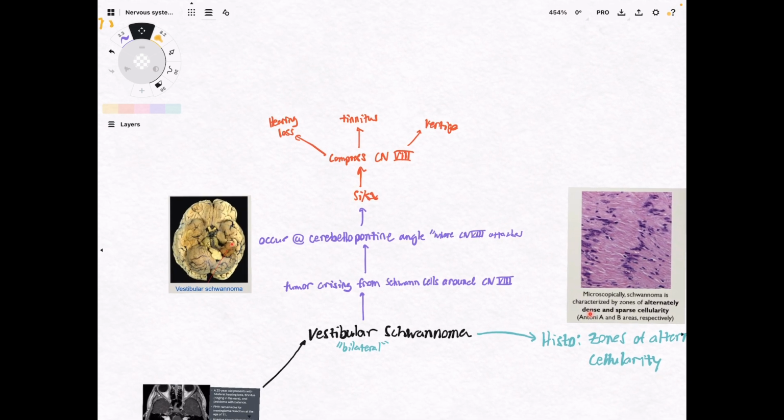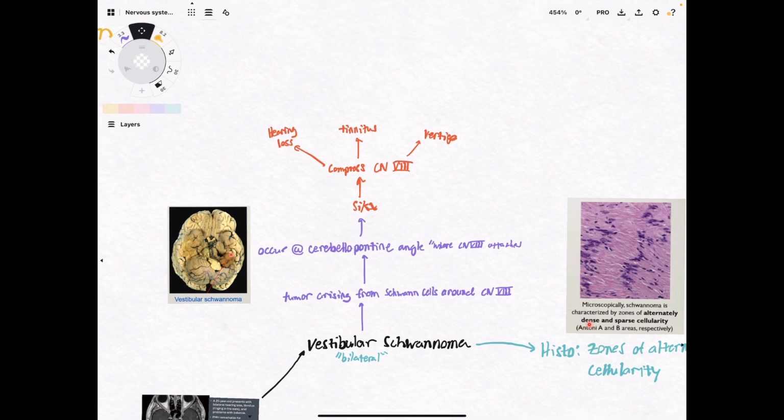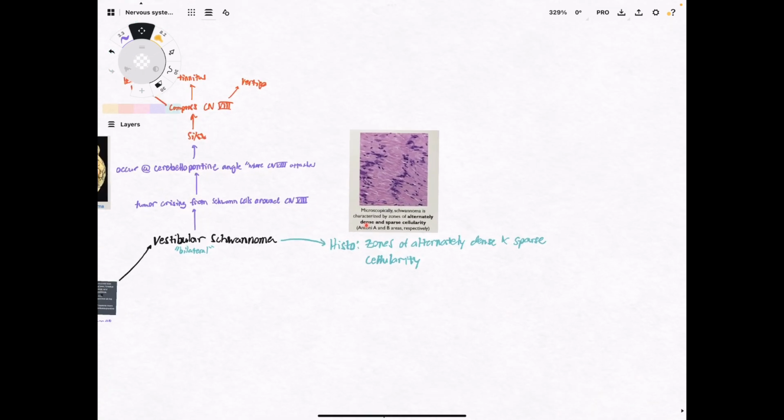And it can compress this vestibular cochlear nerve, which is involved with hearing. And this can cause hearing loss, tinnitus, which is just ringing in your ears, and then vertigo. Because again, the semicircular canals in your inner ear are involved with balance. So if you have a tumor compressing or not allowing that information to come from the semicircular canals, you can get vertigo.